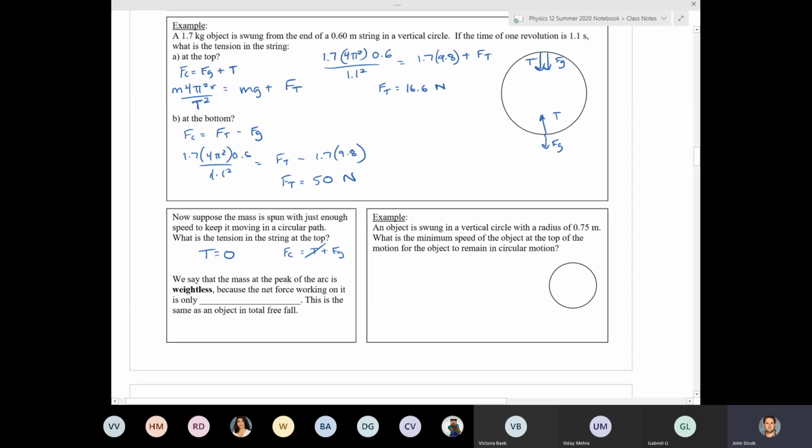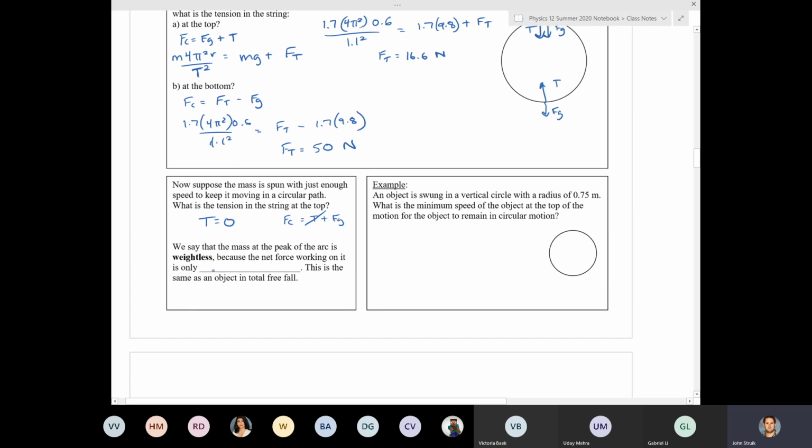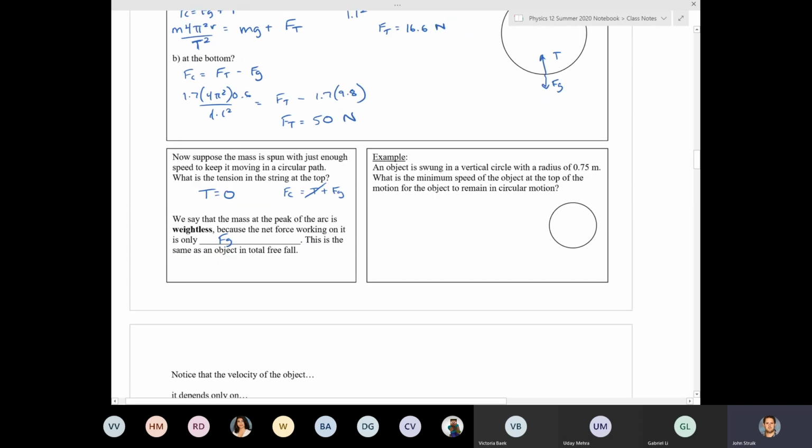Now, if that happens, we say that the mass at the peak of the arc is weightless because the net force working on it is only Fg. And so this is the same as an object in total free fall. If I wrote F net equals Fg and asked you, what is this object doing?